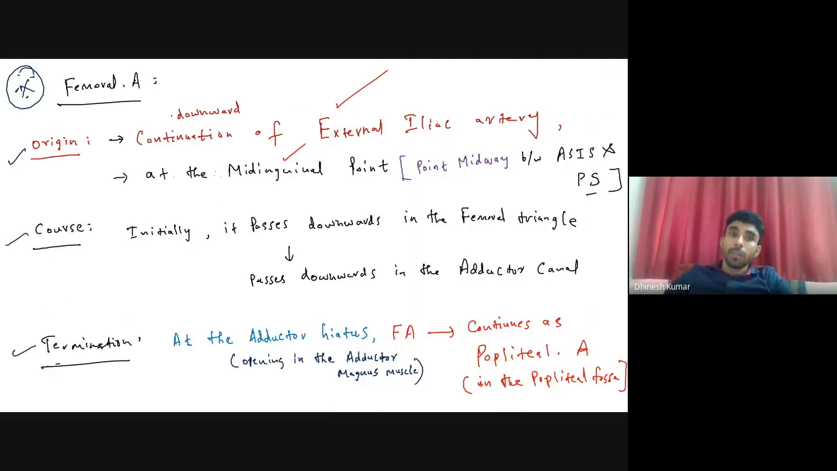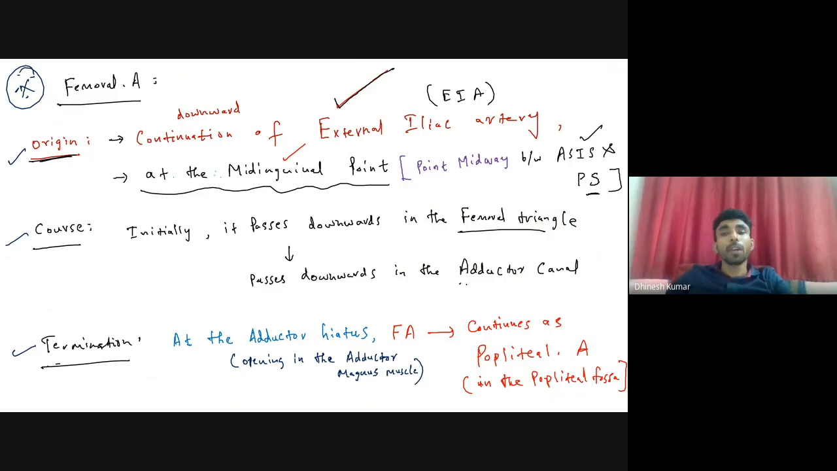So let's talk about the femoral artery. Origin: it is the continuation of the external iliac artery at the midinguinal point, which is the point midway between the ASIS and the pubic symphysis. Then the course: initially it passes in the femoral triangle, then it passes in the adductor canal. What about termination? At the adductor hiatus, the femoral artery continues as popliteal artery, within the popliteal fossa.